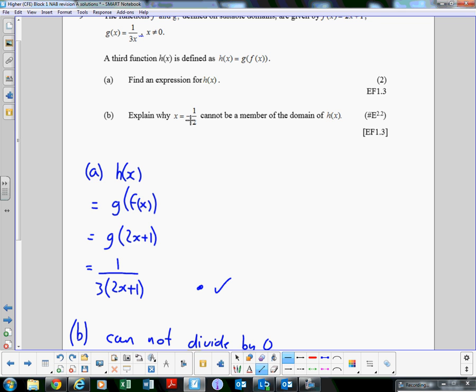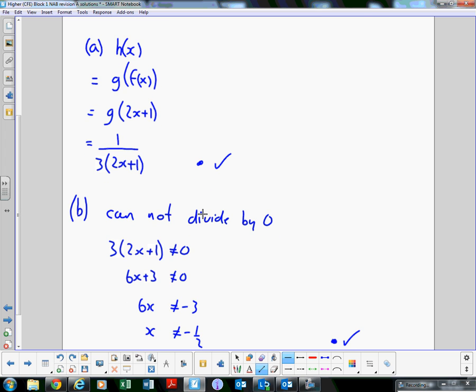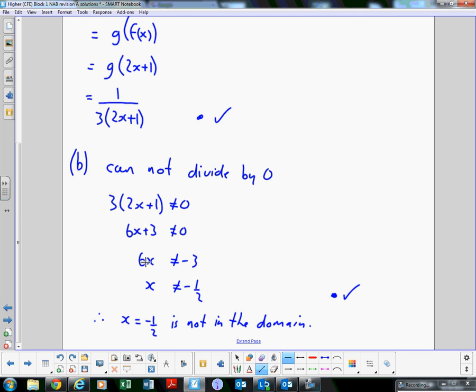Explain why x equals -1/2 cannot be a member of the domain of h of x. A couple ways of doing this. We can substitute this in, and we'll find out that we end up with 1 over 0. We cannot divide by 0. Alternatively, state we can't divide by 0. Then say that the denominator cannot equal 0. Expand the bracket, make 6x the subject, then make x the subject. Then make the statement, therefore x equals -1/2 is not in the domain. Again, that is because we cannot divide by 0.